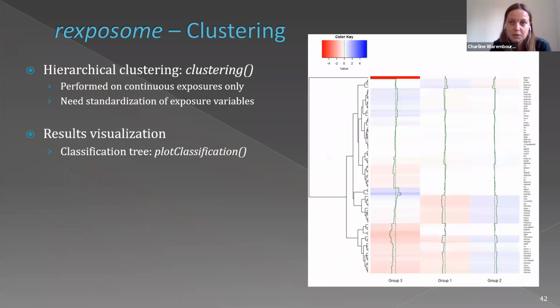And finally, you can also perform a clustering analysis, still on continuous exposures, and you can visualize the tree, the classification tree. Okay, so we define 3 groups of individuals, and you can see, depending on the color of the bar, if the subjects have higher or lower exposure than the whole study population.